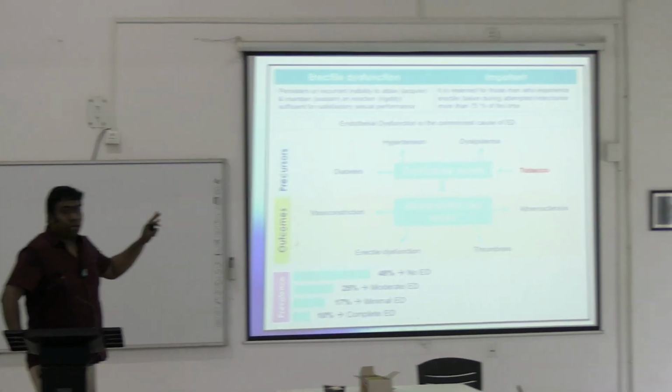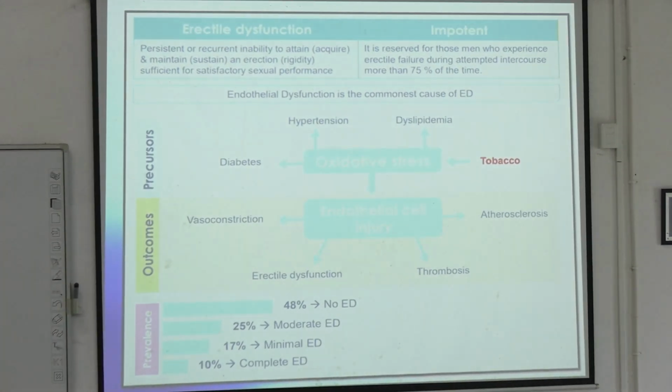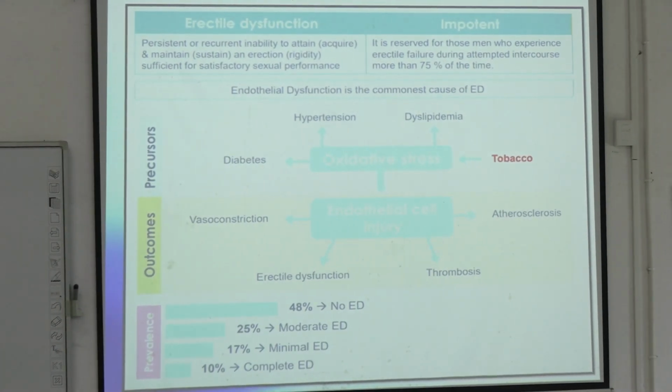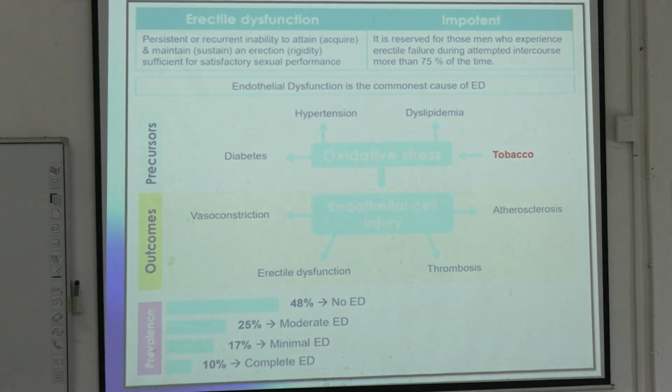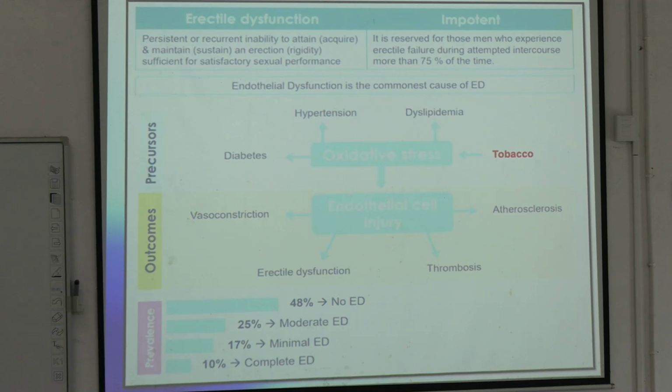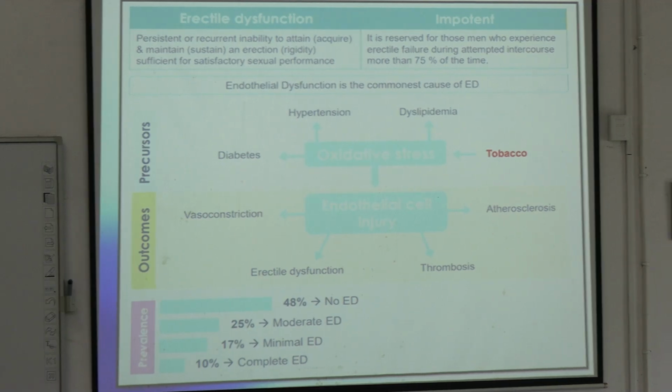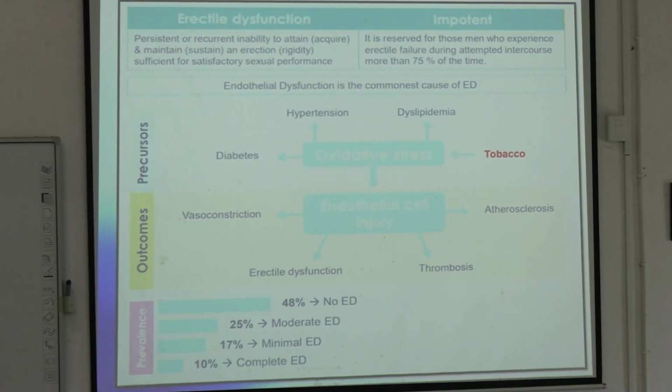Why does erectile dysfunction happen? It can happen due to some precocious diseases like diabetes, hypertension, dyslipidemia, or smoking, which lead to atherosclerosis. If there is atherosclerosis, there is less blood flow into the corpus cavernosum, which leads to erectile dysfunction. Similarly, endothelial cell injury due to atherosclerosis, vasoconstriction, even thrombosis can lead to erectile dysfunction.